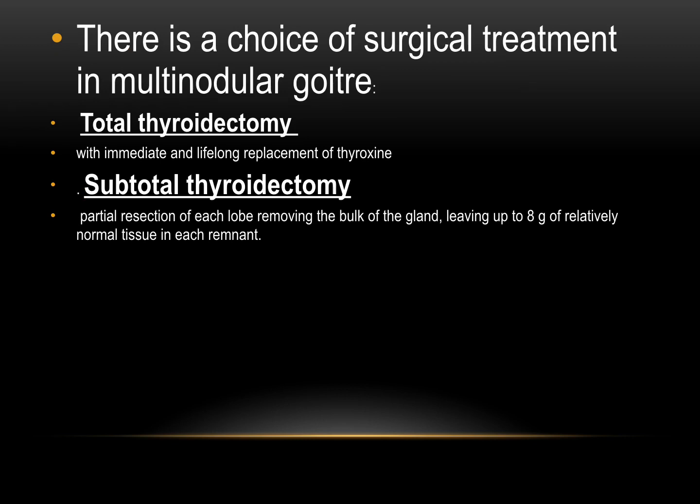There is a choice of surgical treatment in multinodular goiter, that means the type of surgery. First, total thyroidectomy. Second, subtotal thyroidectomy. Total thyroidectomy has the advantage of immediate and definitive treatment, but requires lifelong replacement of thyroid hormone, while in subtotal thyroidectomy, partial resection of each lobe removes the bulk of the gland, leaving up to 8 grams of relatively normal tissue in each remnant.